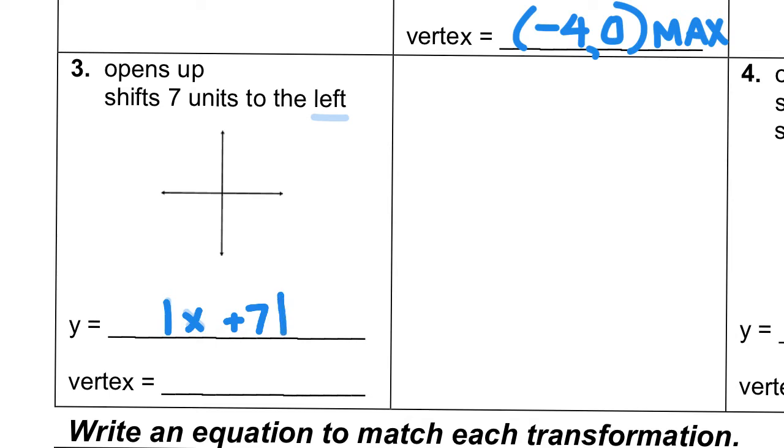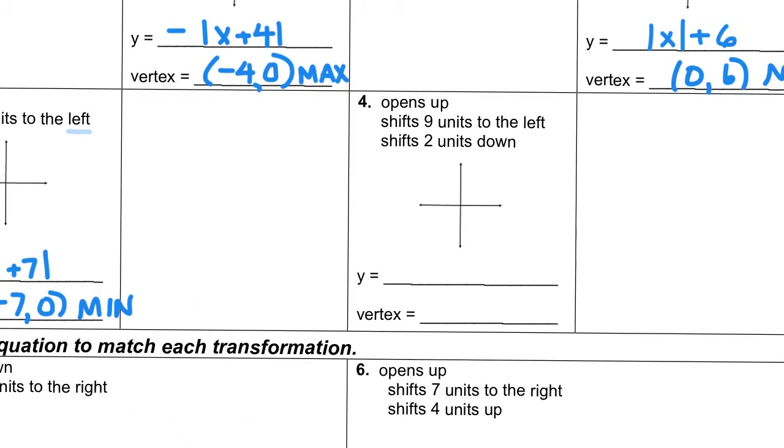So now let's graph that. It's going 7 to the left, and it will be opening up. So since it's 7 to the left, my vertex will be -7, 0, and it will be a minimum value. Try number 4 on your own.